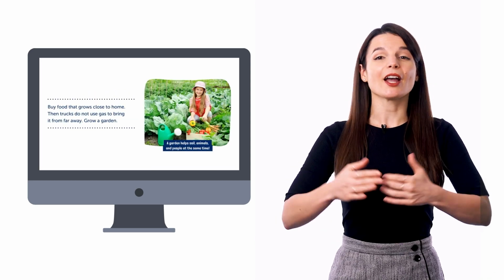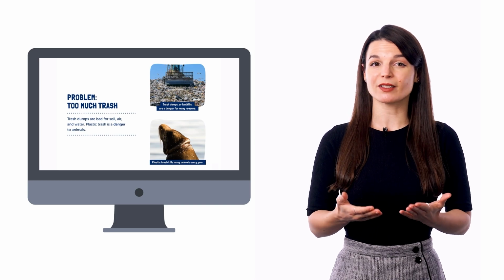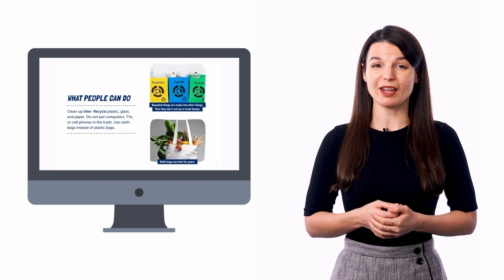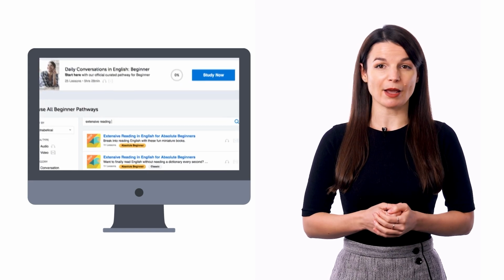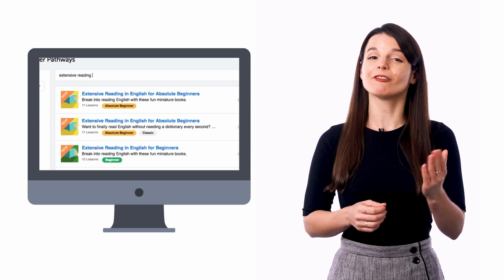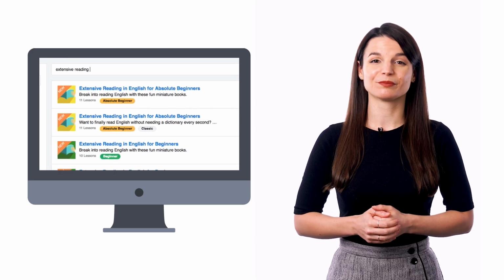In fact, our Absolute Beginner extensive reading books are simple 1 or 2 words per page books, kind of like kids' books. So look for our extensive reading pathway inside the lesson library and follow the lessons one by one. Extensive reading books are available for Absolute Beginner, Beginner, and Intermediate levels.